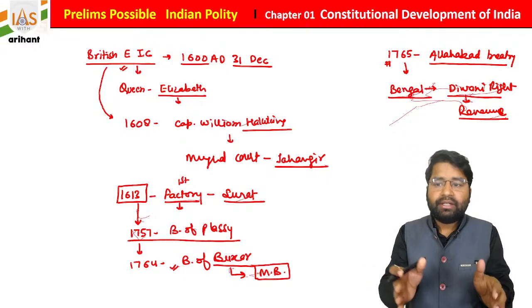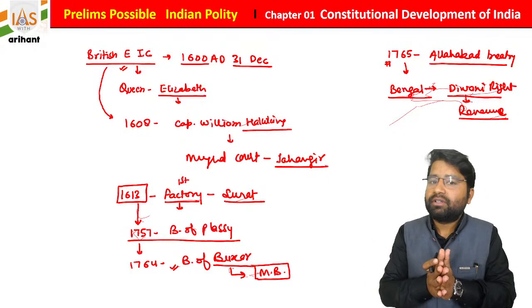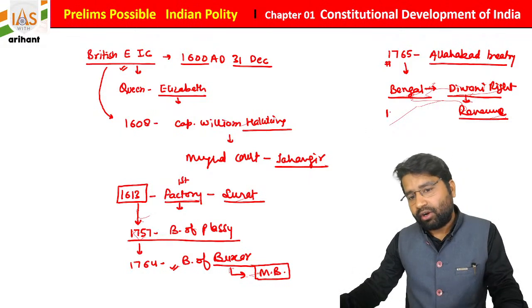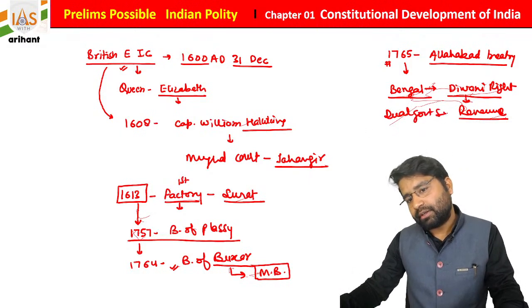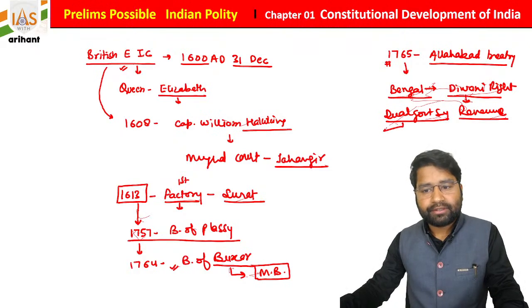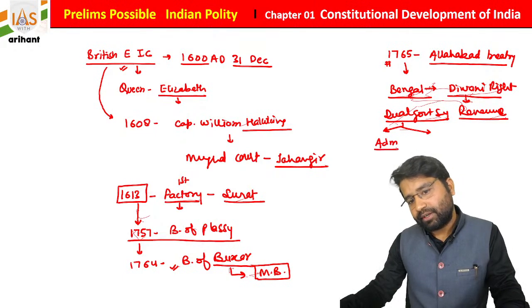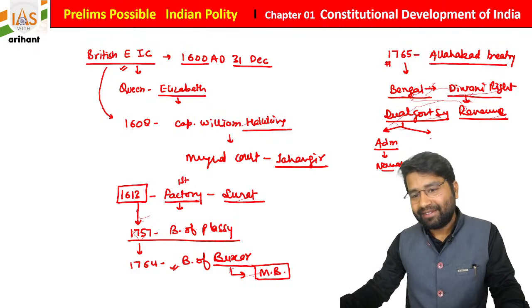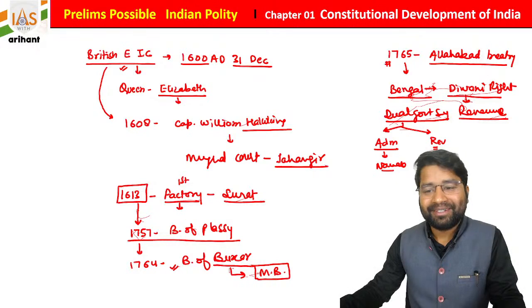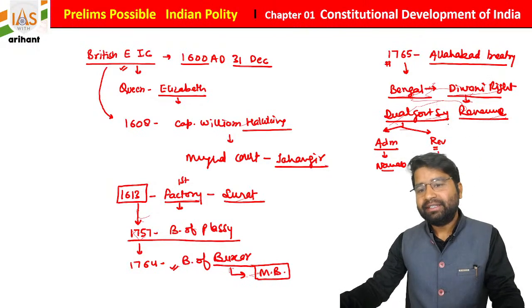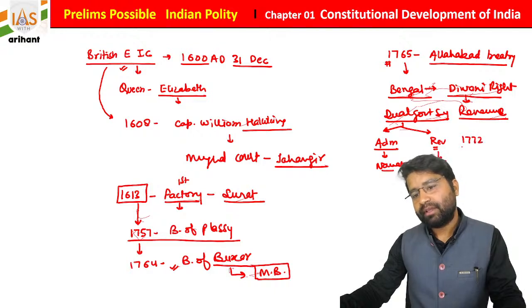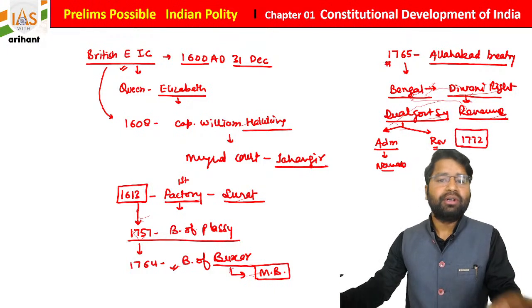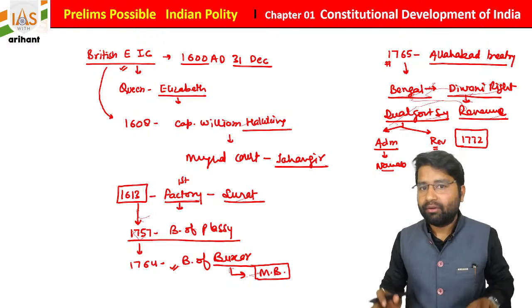And students, automatically two types of administrative systems started in Bengal, and that is called the dual government system. Under the dual government system, students, there were two types of work. One was administration, which was given to the Nawab, and the other was the Diwani right, that is revenue collection, which came under the control of the British. From 1765 to 1772, the dual government system was in place in Bengal.